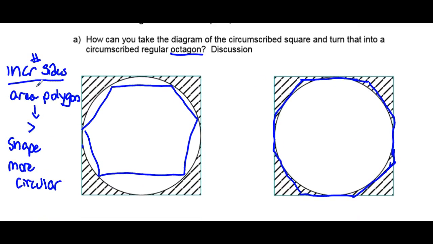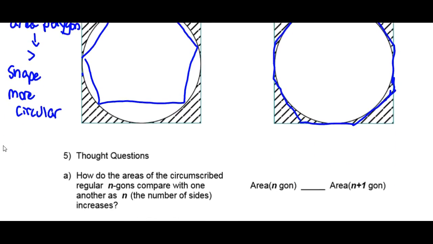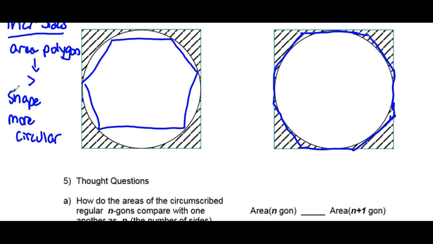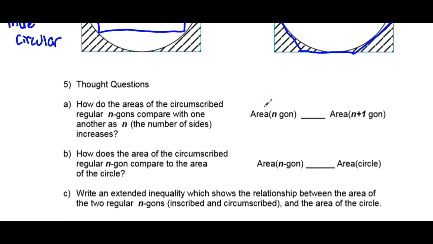Moving over to here, considering the circumscribed polygon, we're going to answer some questions. How do the areas of the circumscribed n-gons compare with one another as the number of sides increases? So the area of the circumscribed n-gon compared to the next n-gon. As you increase the number of sides, the shape is still going to become more circular. So over here, as I increase the number of sides, that blue figure is going to become more circular. It means that that blue shape is going to wrap more closely around the circle. So what will happen to its area? For instance, a 10-sided figure compared to a 12-sided figure, which wraps more closely around the circle, this is going to have less area.